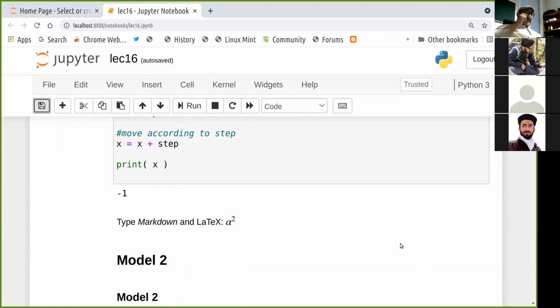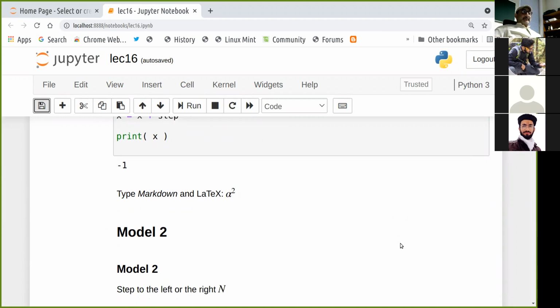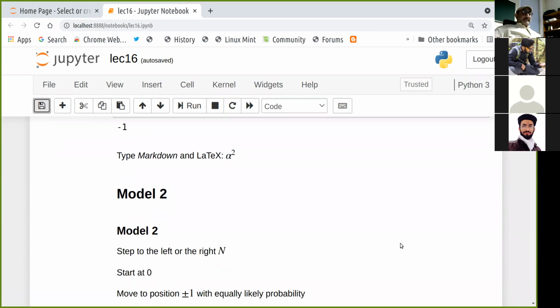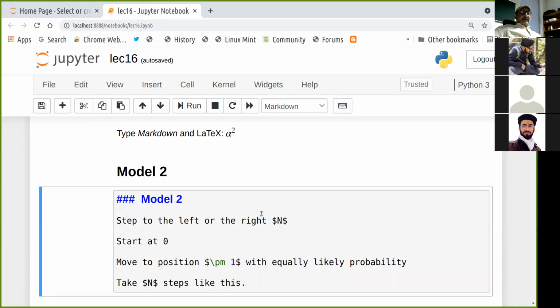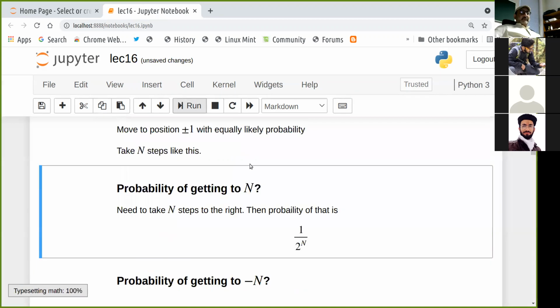Okay. Now taking a single random step is not interesting. So let's go to a second model. I'll call that model 2. And we're going to step to the left or to the right, capital N times.